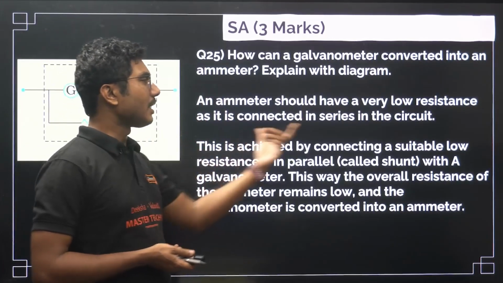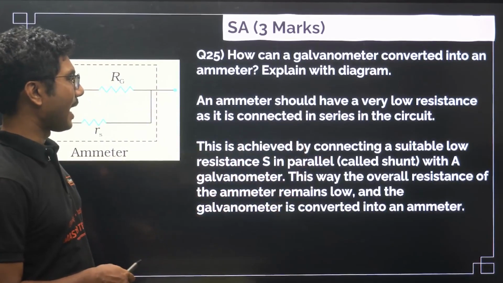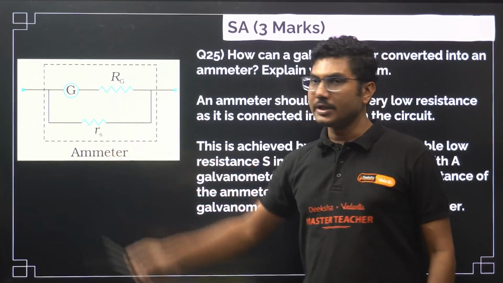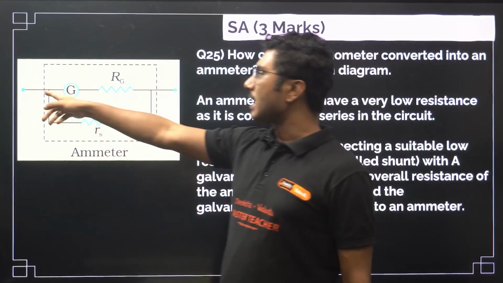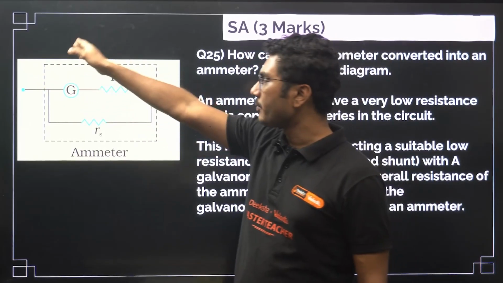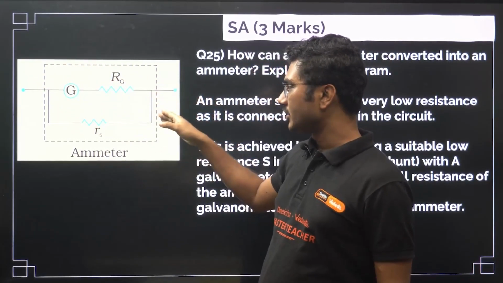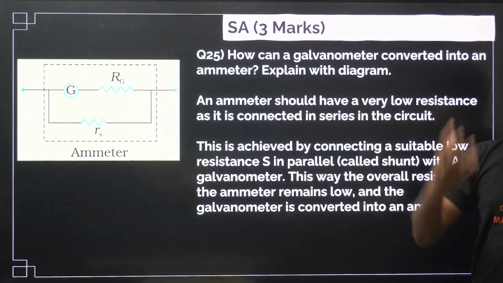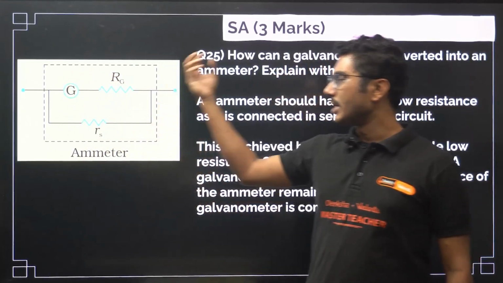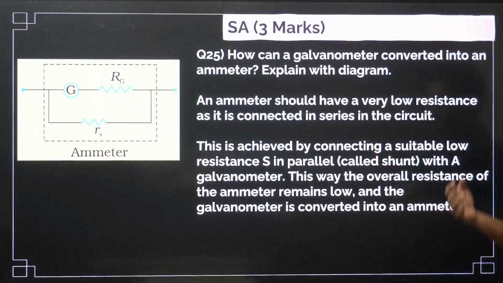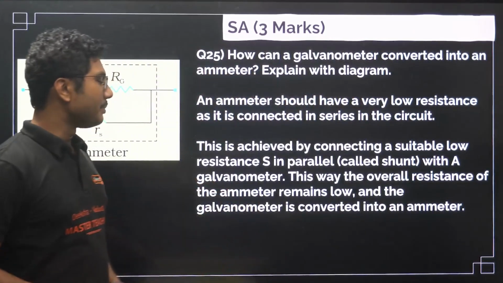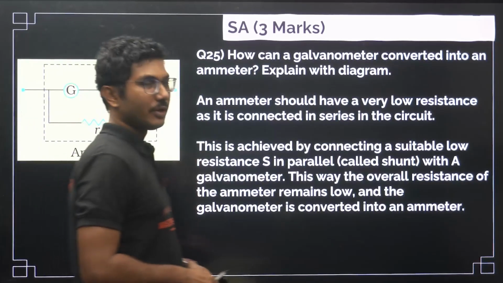Now, it is achieved by connecting a suitable low resistance S in parallel. This is called shunt, or shunt resistance. Shunting means when a current is passing through a galvanometer, not the entire current is allowed to pass through the galvanometer; some of the current is passed through this shunt resistance. So, basically it is siphoning the current, taking out the excess current and allowing it to pass through this, that is why it is called a shunt resistance. Okay. This way the overall resistance of the ammeter remains low and the galvanometer is converted into an ammeter.